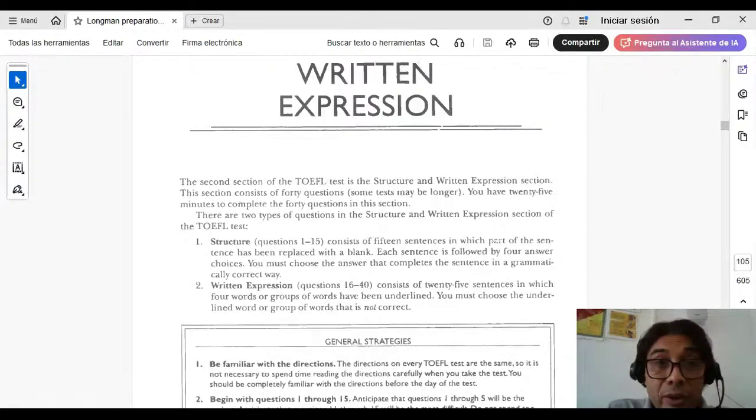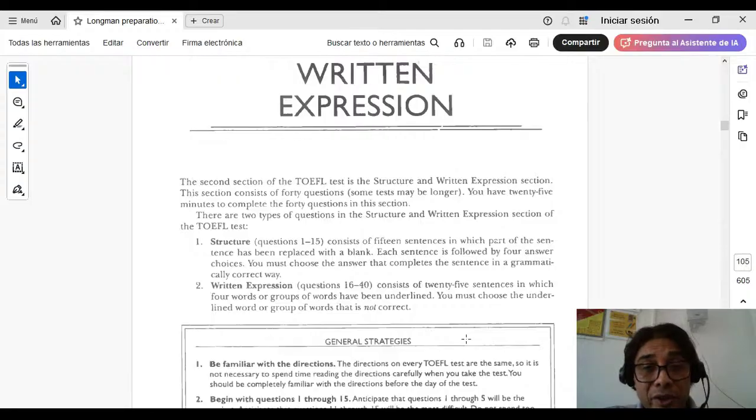I always like to start with the written expression, what most people call the grammar section, the grammatical section. Today, I'm going to focus on the basics of what is expected of anyone who comes across the need to use English, not only on a test.